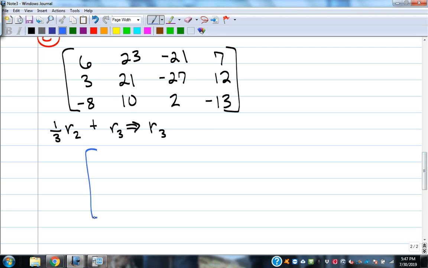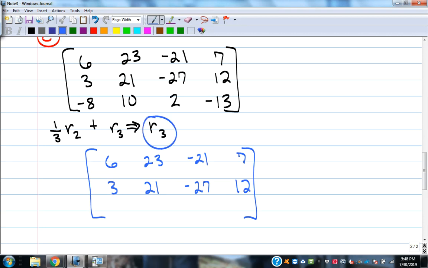So what that tells me is that I can copy row 1 and row 2, because row 3 is the only one that's changing. Or gal, whichever way you want to look at that. Okay. So we're going to follow order of operations on this row operation here. We have 1/3 times something plus something else. So the multiplication happens first. So 1/3 of 3 is 1, plus -8 would be -7.